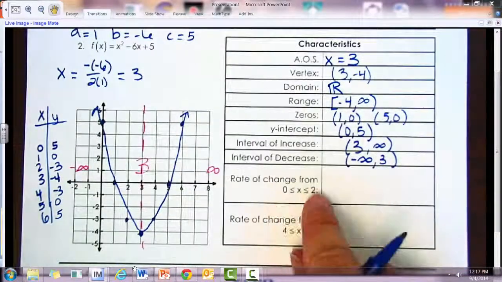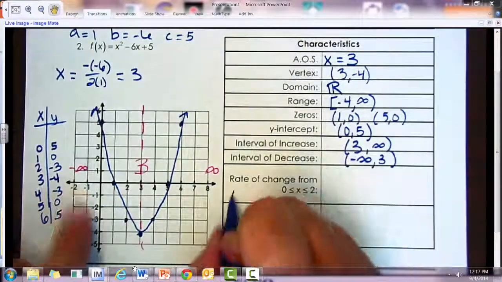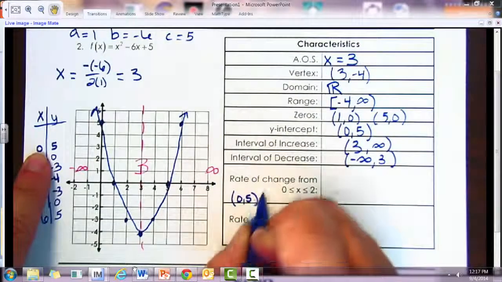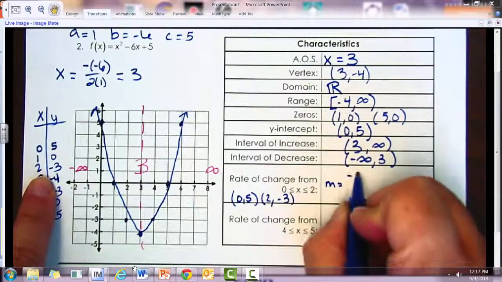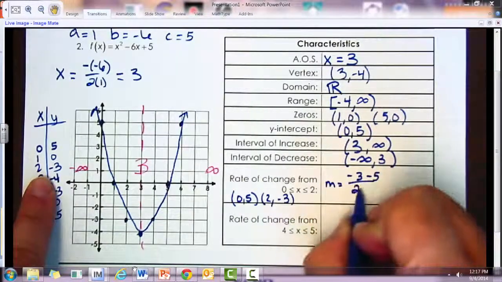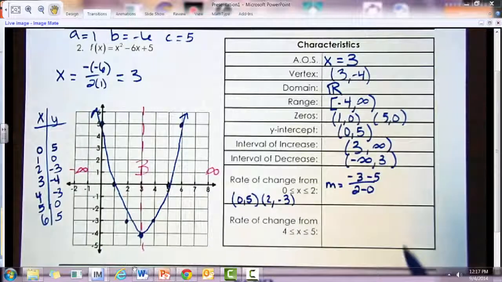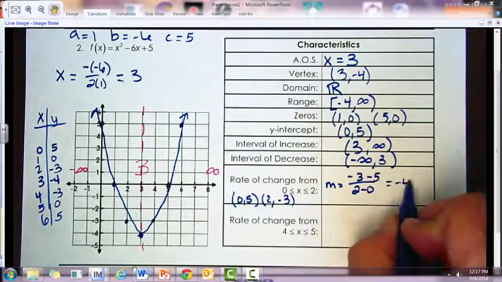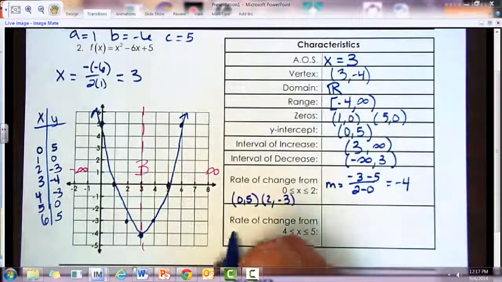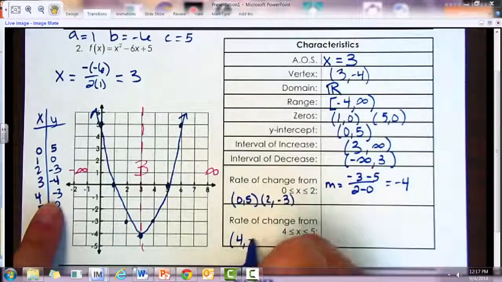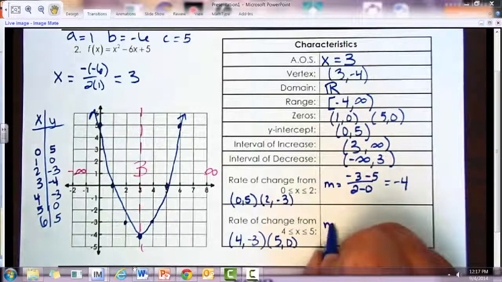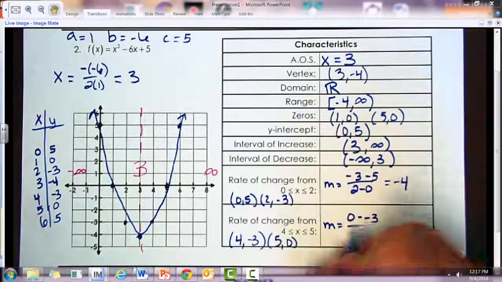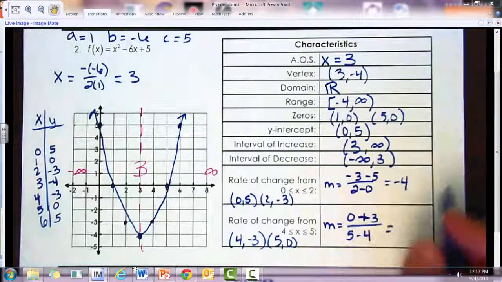Rate of change from 0 to 2. So at 0, we're at 5. And at 2, we're at -3. -3 minus 5 over 2 minus 0. Calculate that and it gives us -4. On the next one, 4, -3, and 5, 0. 0 minus a -3, which makes it plus 3, over 5 minus 4. This gives us a rate of change of 3.